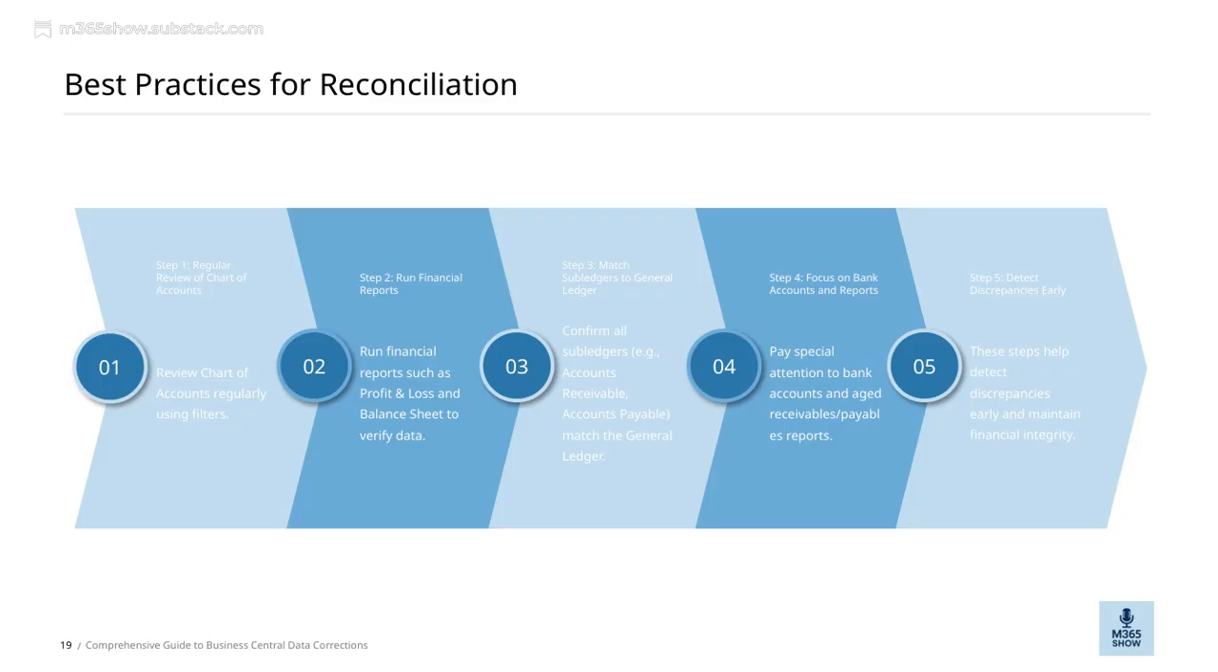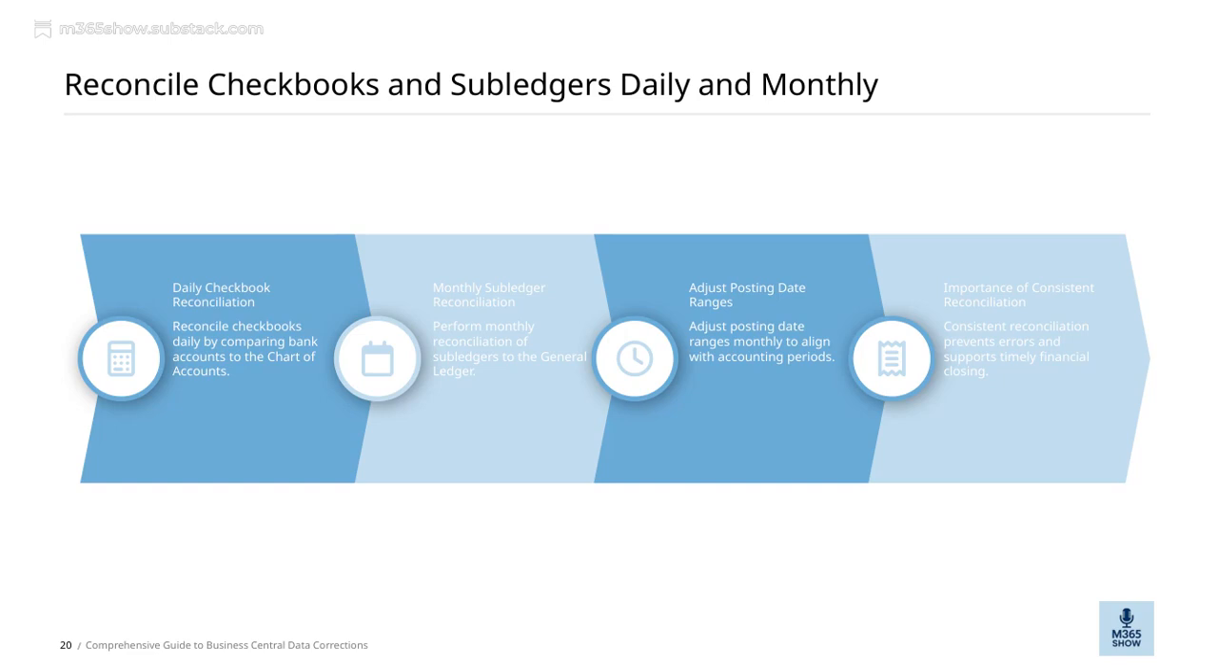It's also crucial to match our subledgers, such as accounts receivable and accounts payable, with the general ledger. This ensures all the detailed transactions align with the overall ledger. Pay special attention to bank accounts and aged receivables or payables reports, as discrepancies often surface there. By following these steps consistently, we can detect discrepancies early, which is vital for maintaining the integrity of our financial data. When we stay proactive with these practices, it helps us avoid bigger issues down the line and keeps our financial reporting trustworthy.